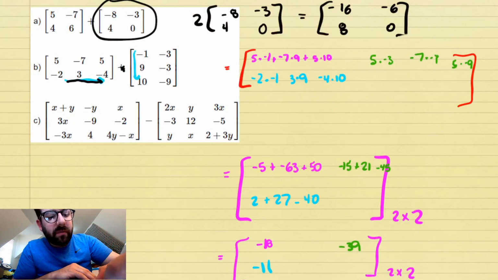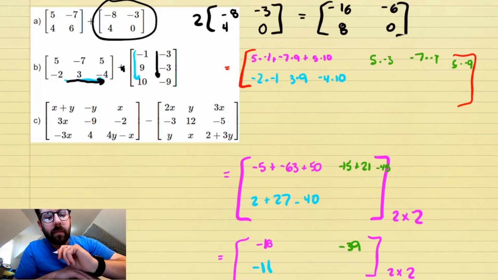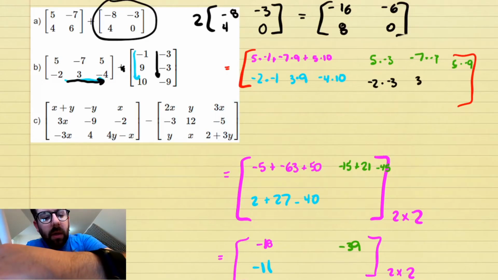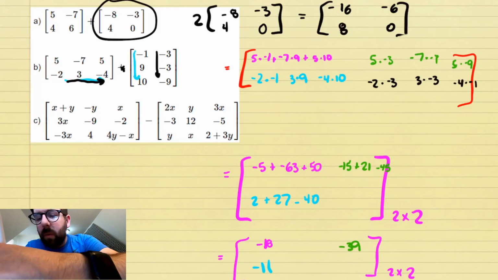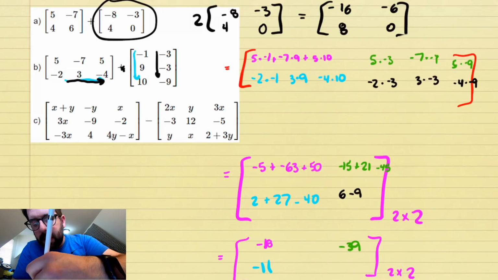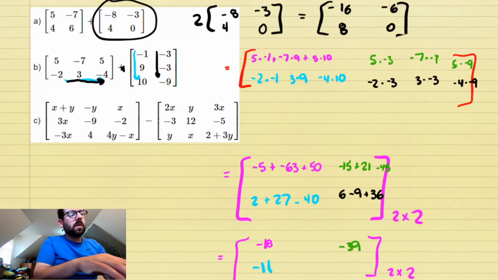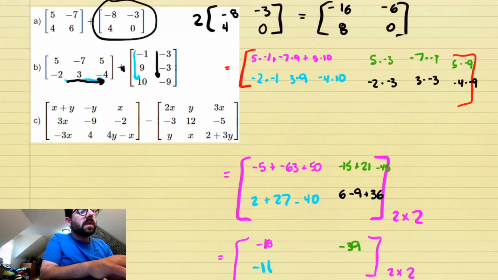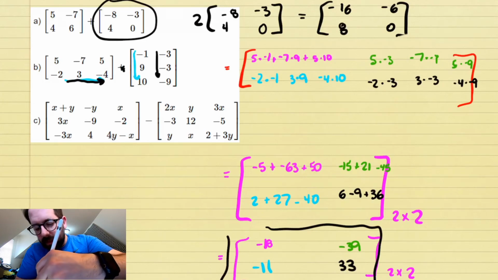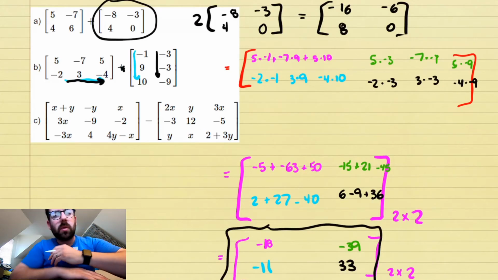All right, and the last one. Okay, so the last one, second row, second column. So the -2 times the -3, the 3 times the -3, and the -4 times the -9. So that should be a positive 6 minus 9 plus 36. So 6 minus 9 plus 36. I'm getting a 33 for that. And there is your final matrix. That's the matrix when you multiply them together.